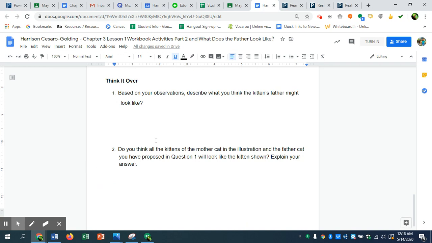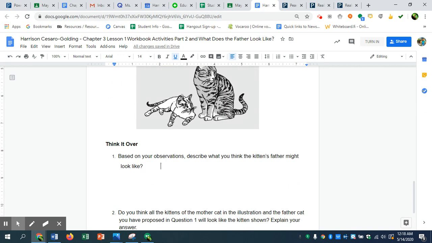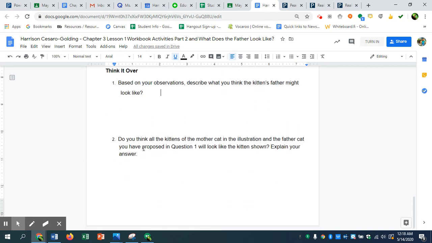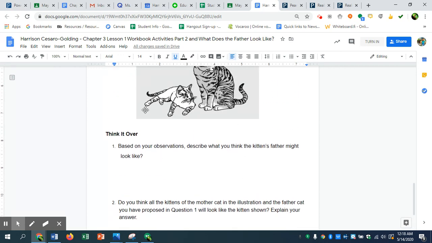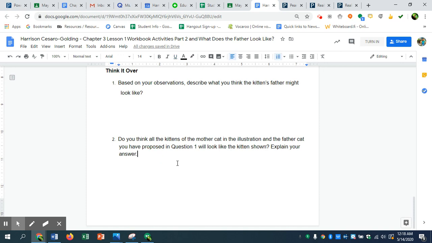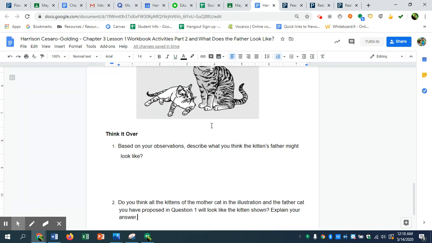Now the next question says, so this is just one kitten. This kitten has siblings. Do you think all the kittens of the mother cat in the illustration and the father cat you have proposed in question 1 would look like the kitten shown? Do you think the other siblings, the other kittens, look just like that kitten? Are they identical to that kitten? Explain your answer. So I'm going to tell you right now, no, because look at you.